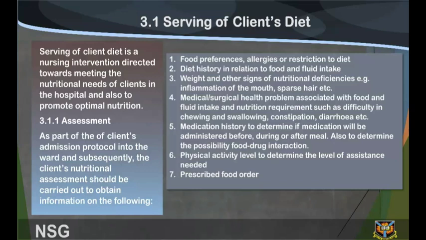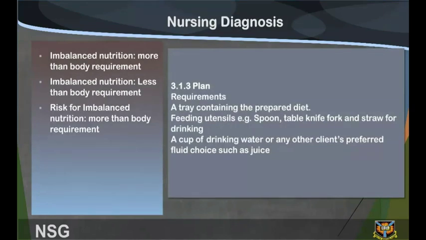5. Medication history to determine if medication will be administered before, during, or after meal. Also to determine the possibility of food-drug interaction. 6. Physical activity level to determine the level of assistance needed. 7. Prescribed food order. Nursing diagnosis. Imbalanced nutrition, more than body requirement. Imbalanced nutrition, less than body requirement. Risk for imbalanced nutrition, more than body requirement.